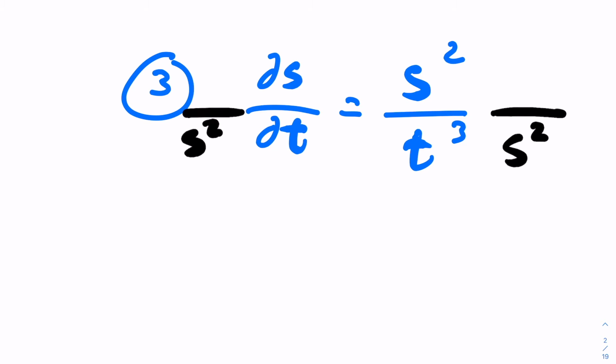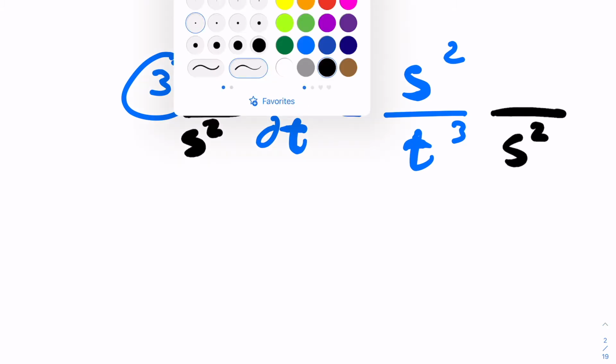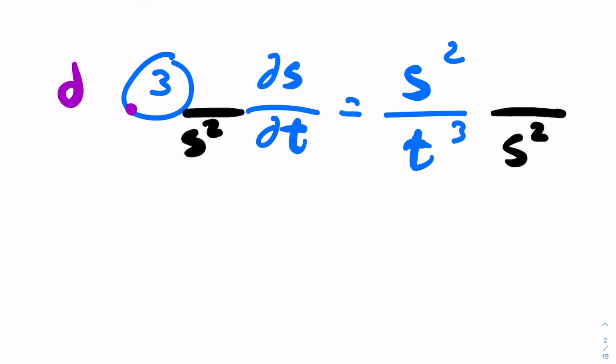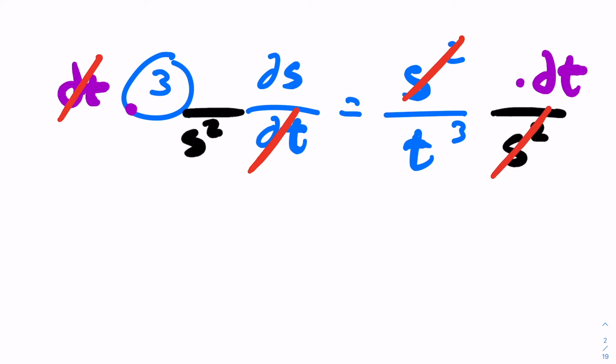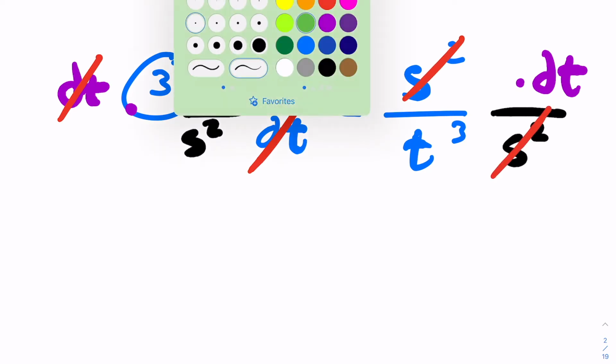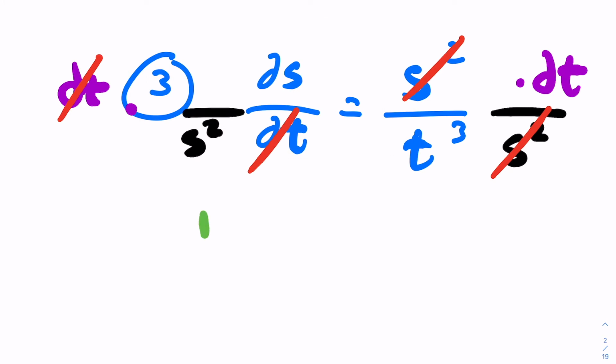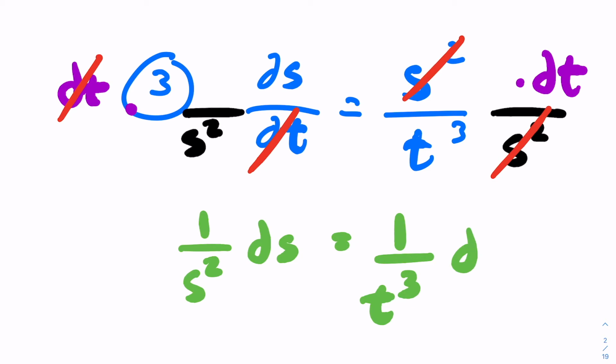Now, to move the dt over to the right side, I'm going to have to multiply by a dt. Okay, so what cancels out here? I noticed that dt's divided by dt's will go away. And s squared divided by s squared will go away as well. So what we have here is an invisible 1 over s squared ds is equal to an invisible 1 over t cubed dt.